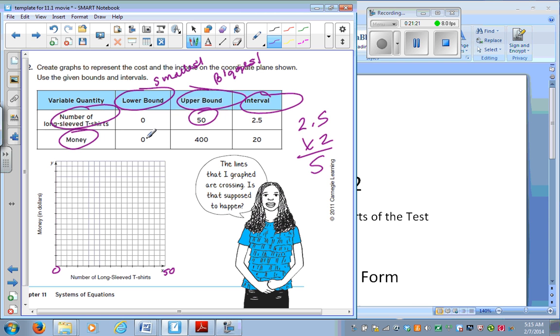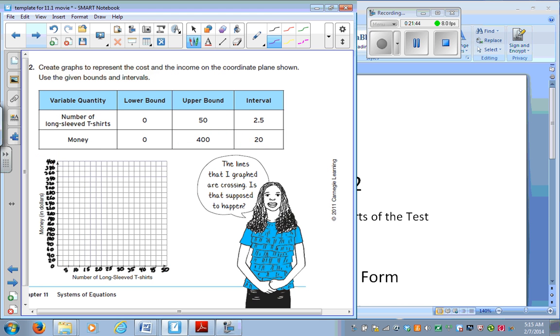For your money along your y-axis, your smallest number is a 0. Your biggest number is a 400. And it tells you that each of these tick marks, that's what we mean by an interval, is going up by 20 each time. So now you try to pause the video. You try to label your axis according to what I just told you.